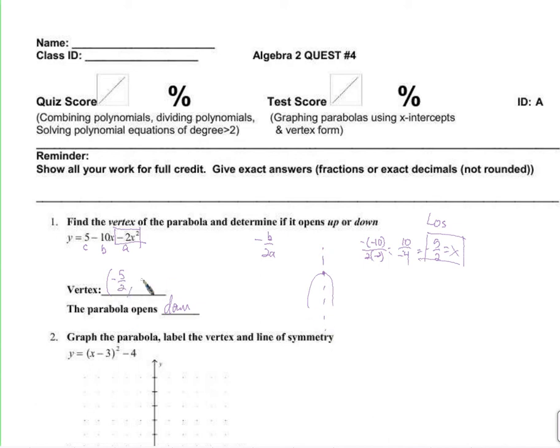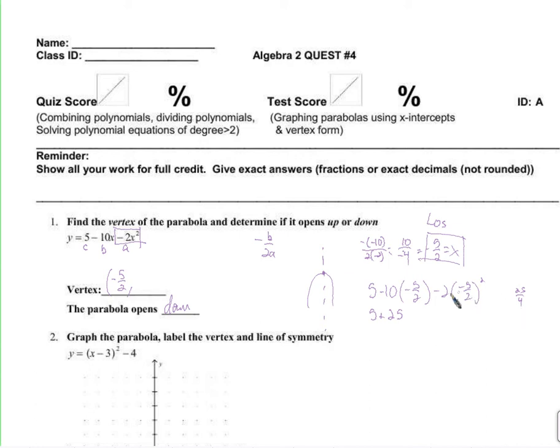How do I find the y value given an x value? In any case, I always just plug the x in, and it gives me the y. So 5 minus 10 times negative 5 halves minus 2 times negative 5 halves squared. So this is 5, this is going to be plus, this 2 is going to cancel with this 10, it could make it into 5. So that's going to be 5 times 5 is going to be 25. 5 halves squared is going to be 25 over 4. 25 over 4, just make a little note of that.